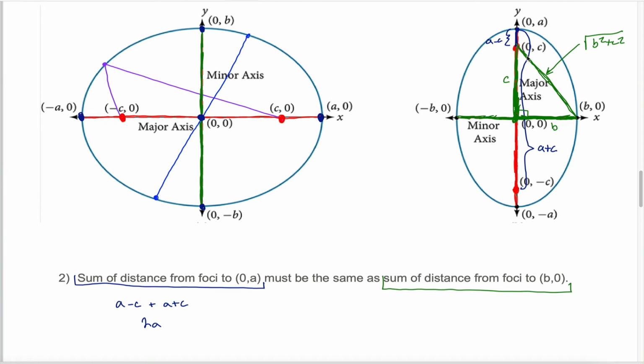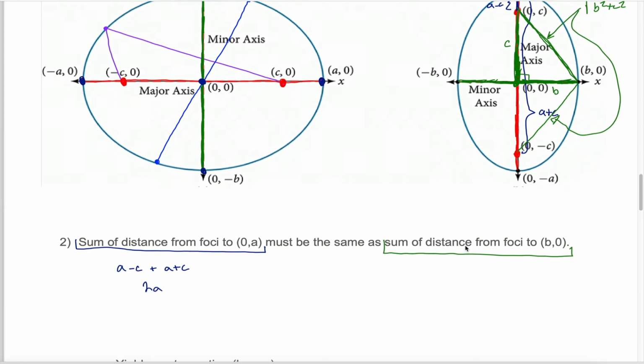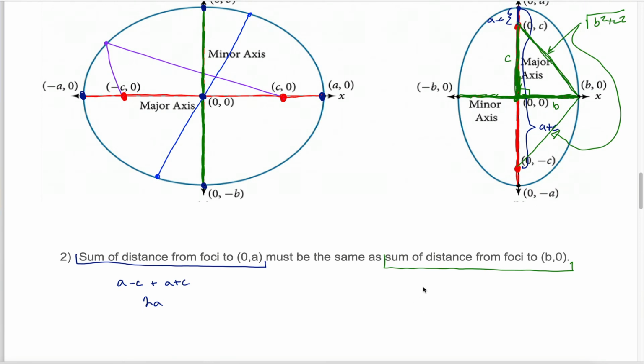That's the distance from one focus to this vertex, but really what I need is the sum of the distances from each of the foci to this vertex. So I don't just need this distance, I need to add to that this distance pictured right here. Good news though, because of the symmetry of an ellipse, the distance that we just figured out is the exact same as this distance here. So the sum of the distances from the two foci to this point B0 is just the square root of B squared plus C squared plus the square root of B squared plus C squared. In other words, 2 times the square root of B squared plus C squared.